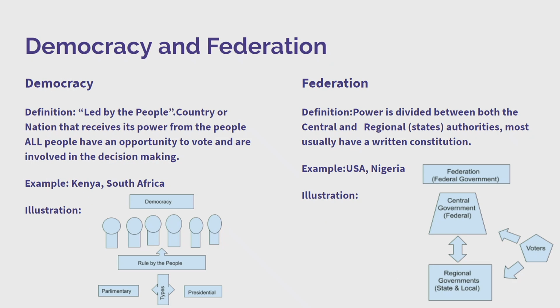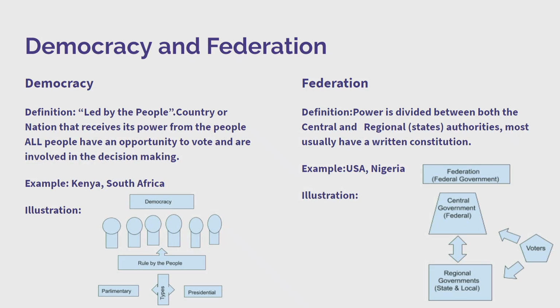All right, democracy. It means led by the people. It is a country or a nation that receives its power from the people, and they give the people an opportunity to vote and are involved in the decision making. 2 modern examples of this are Kenya and South Africa. I would enjoy you drawing the illustration. If you notice that several people, and the arrow up says ran by the people. The people have a voice.